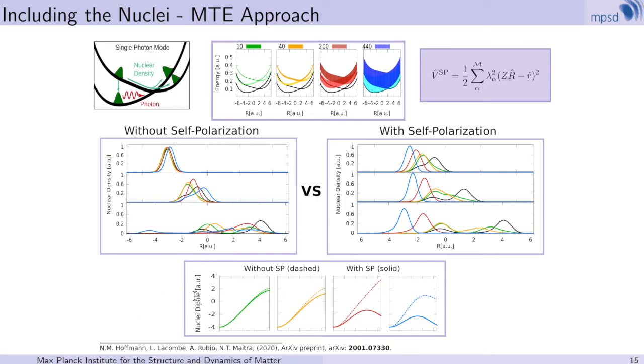And to make it a little bit more dramatic, this is now the nuclei dipole, and the dashed lines are the lines without self-polarization, and the solid ones are with self-polarization. Here you see that not only quantitatively there's a giant difference between including and not including the self-polarization, but also qualitatively. If you go from dashed to dashed here, we will find an increase of the proton-coupled electron transfer. If you go from solid to solid here, we will talk about a decrease of the proton-coupled electron transfer. So including or not including self-polarization not only quantitatively but also qualitatively completely changes your physics.